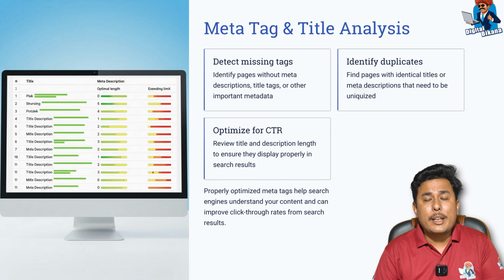Screaming Frog lists all title tags and meta descriptions, showing their length, duplication, and whether any are missing. This makes it easier to optimize them for better click-through rates.